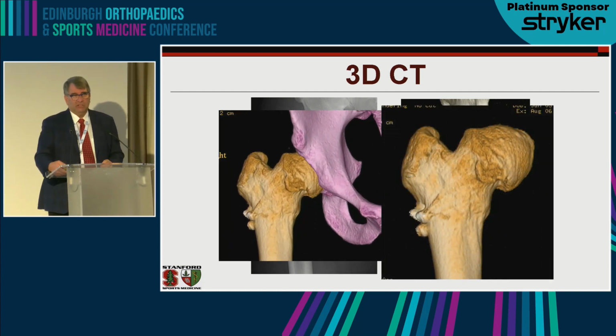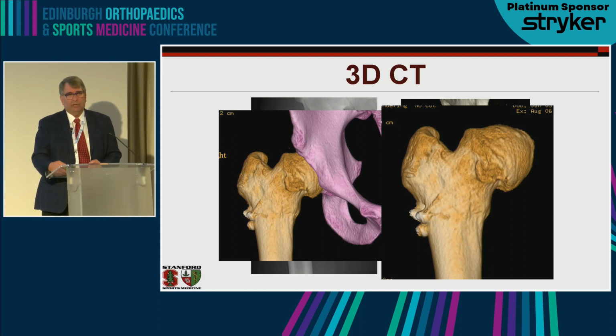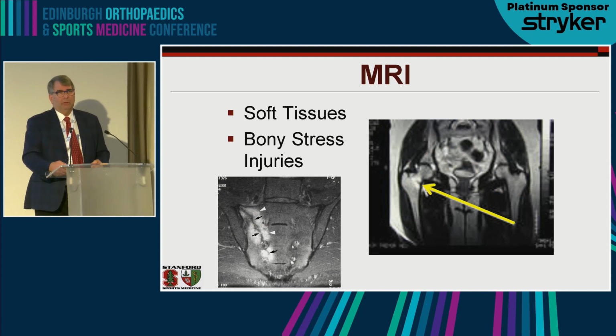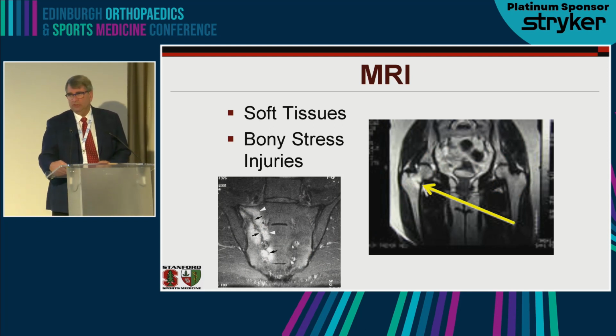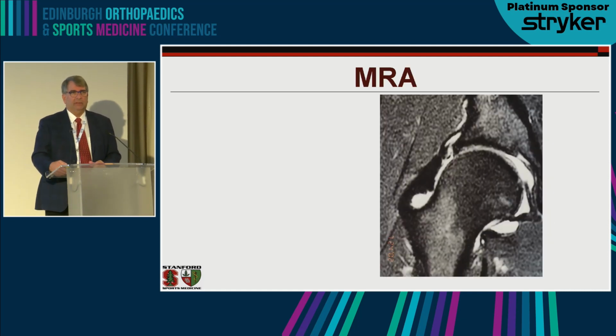And so this is a patient that had a chronic slip that went on to have continued problems and pain. And you can see they have a kind of a varus neck, and they were impinging as well. I get an MRI when I'm worried about soft tissue injuries or some bony stress injuries. So here you see a femoral neck stress fracture and a sacral stress fracture in our athletes.